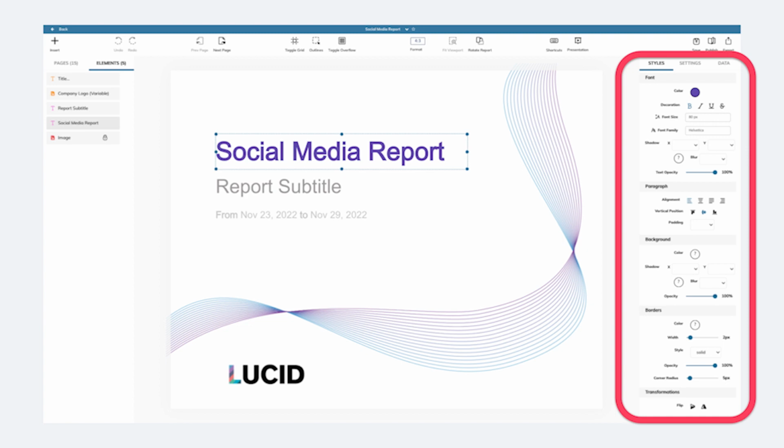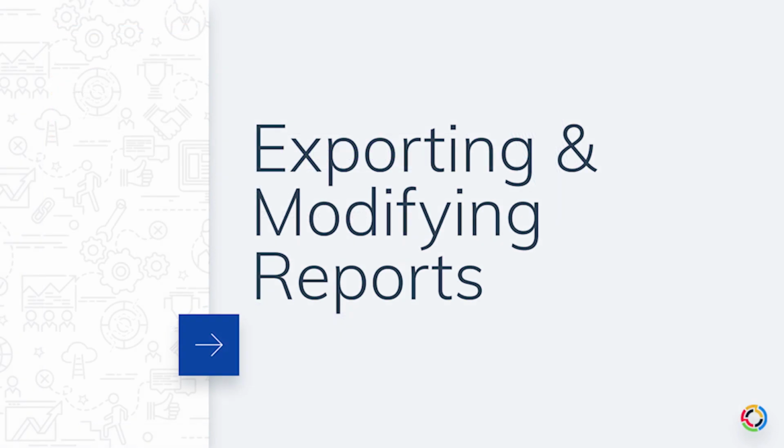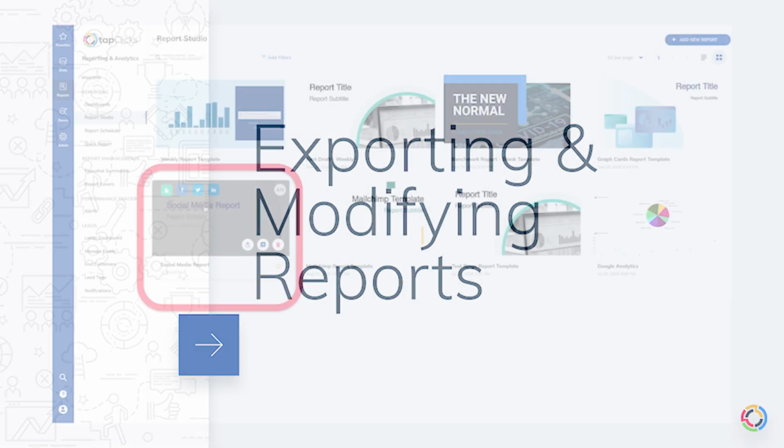Since I have selected the Social Media Report text box, there are choices to make in the Styles tab about the font, size, color, and paragraph style. The other tabs give you control over the design settings for the selected element, and the Data tab will let you choose a date range and a particular client or business unit for the report. Let's go back to the main Report Studio page and discuss how to modify existing templates and export a report.